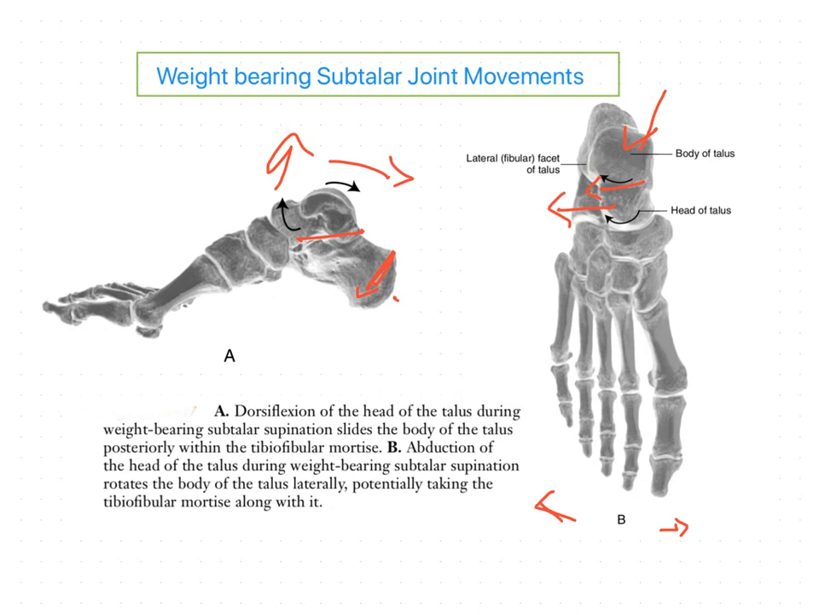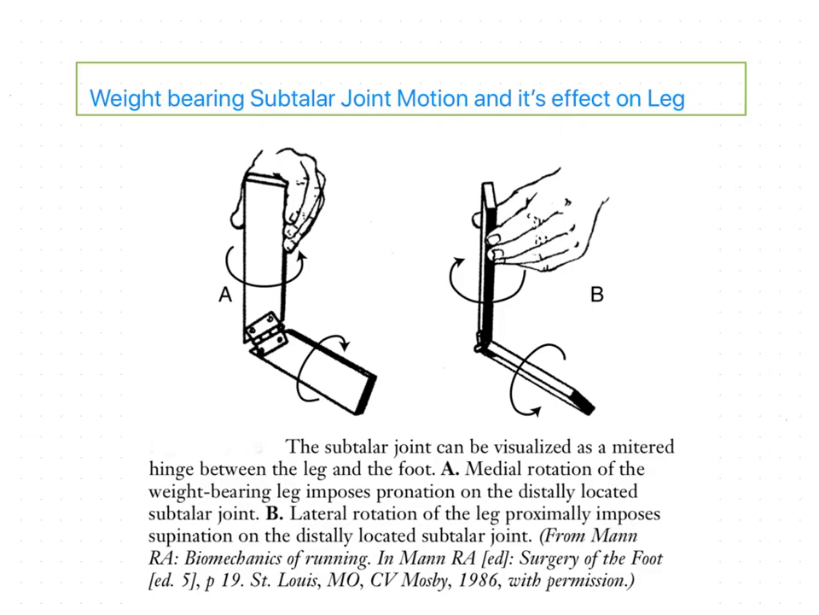So with these weight bearing subtalar joint movements, what are the things which affect the leg? We are going to see that now. So we will move on to this: the weight bearing subtalar joint motion and its effects on the leg.